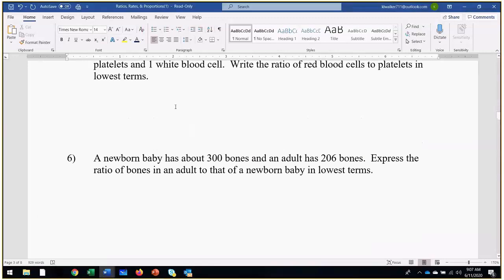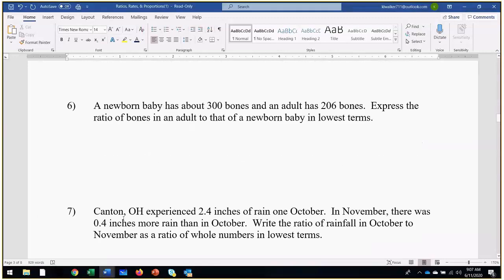Let's look at number 6. All right, so a newborn baby has about 300 bones, and an adult has 206. Express the ratio of bones in an adult to that of a newborn baby. All right, this one's pretty straightforward. Let's just write everything down. 300 bones in a newborn. And 206 in an adult.